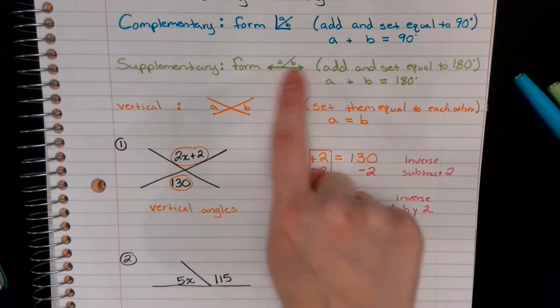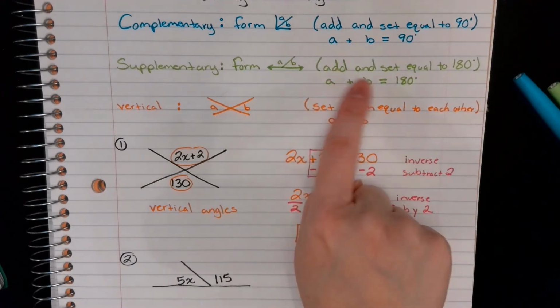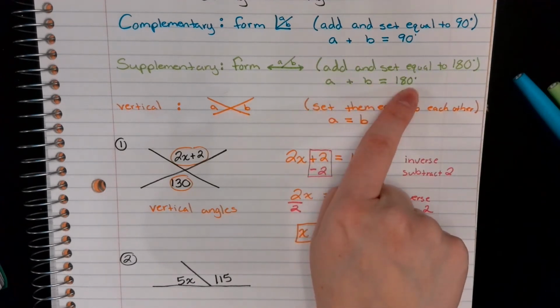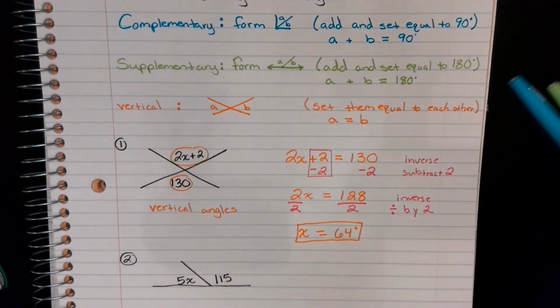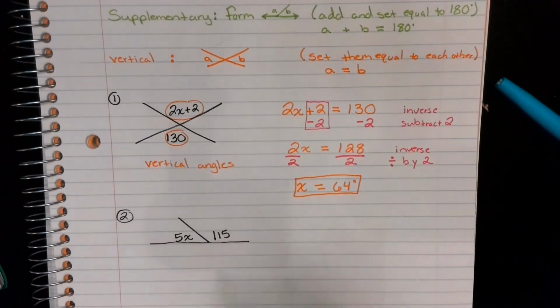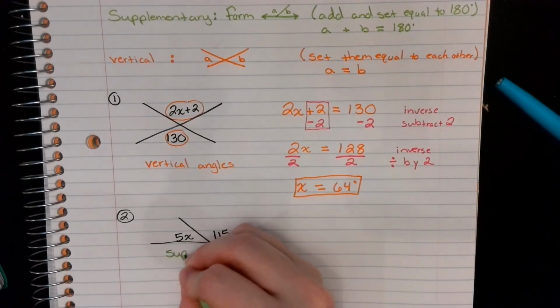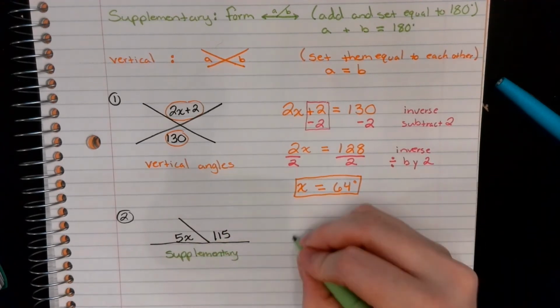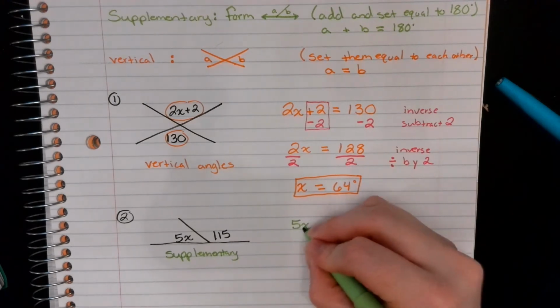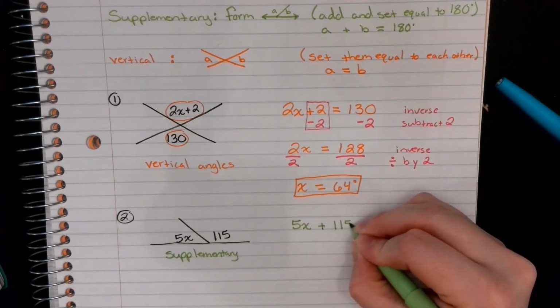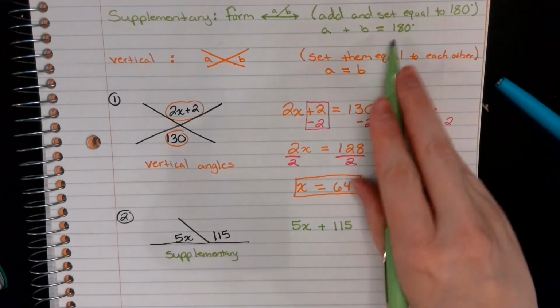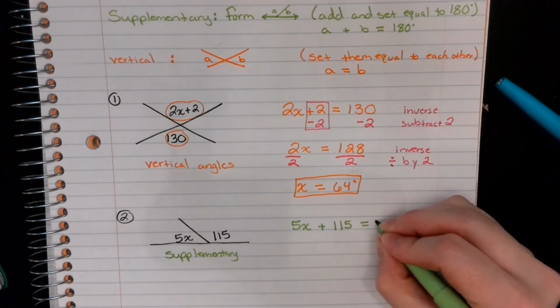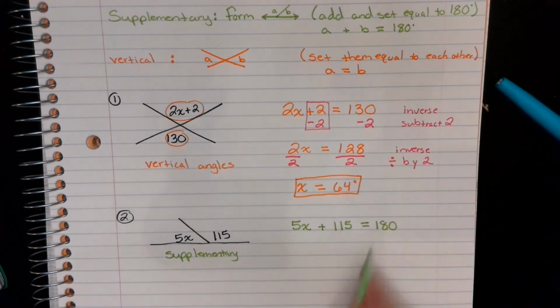And our supplementary set, we add the two angles together and set it equal to 180. So that means I'm going to come back down here. I'm going to add these two angles together because, again, this is supplementary. So I'm going to add 5x plus 115, and I'm going to set it equal to 180 degrees. So now here's my equation. 5x plus 115 is equal to 180.